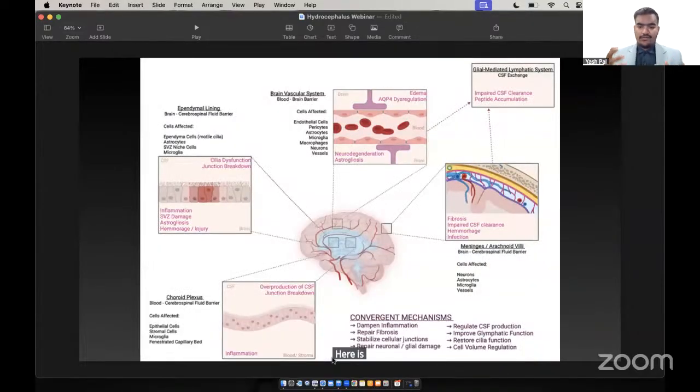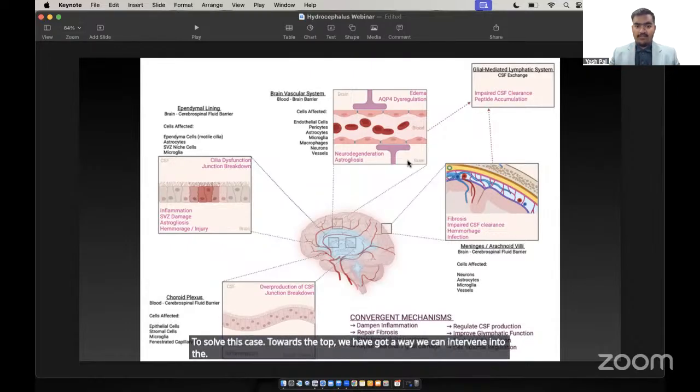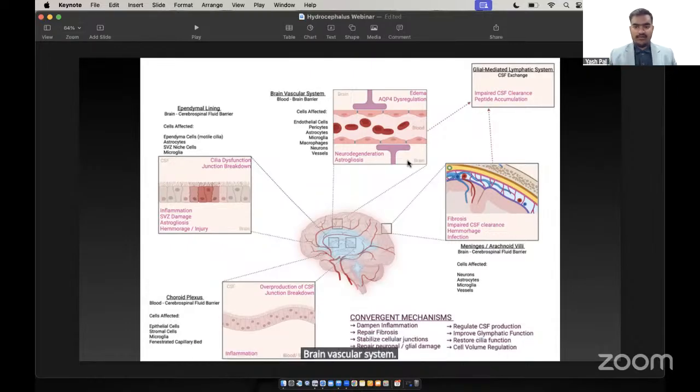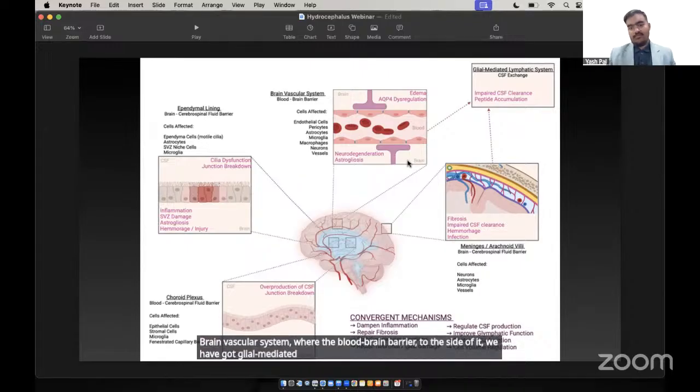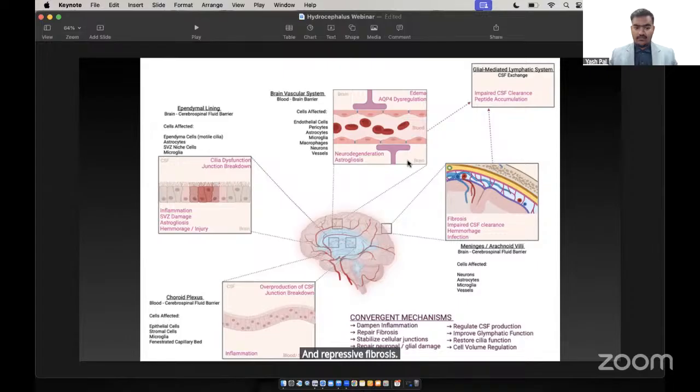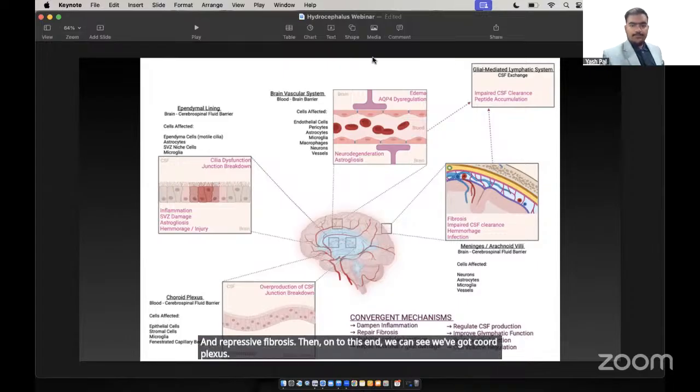Here is the pathway of different mechanisms of how we can intervene to solve this case. Towards the top, we have a way we can intervene into the brain vascular system via the blood-brain barrier. To the side of it, we have the glial-mediated lymphatic system, which is responsible for CSF exchange. Right to the bottom, we have convergent mechanisms involving dampening inflammation, regulating CSF production, repair of fibrosis, and a lot more. Then onto this end, we can see we have the choroid plexus.